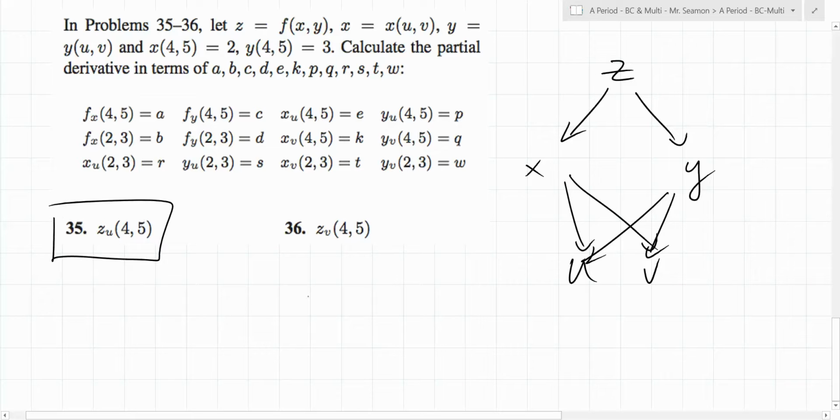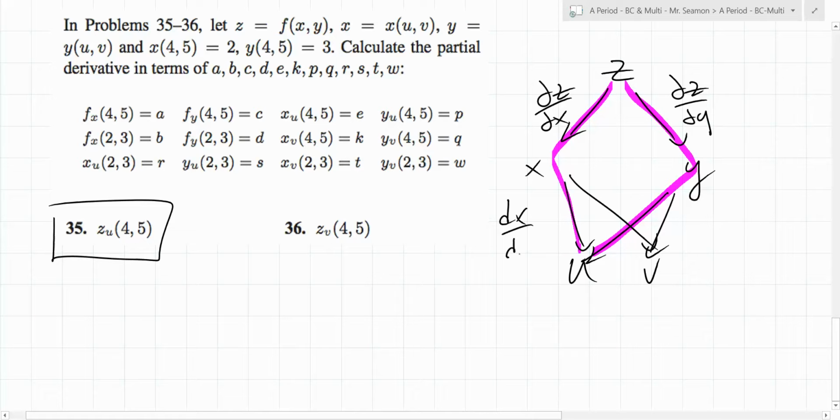This means the partial of z with respect to u. So you're looking for all the paths that go from z all the way to u. And filling in the paths, it's not super challenging. You have your partial z with respect to y. You have your partial z with respect to x, dx du, and dy du.